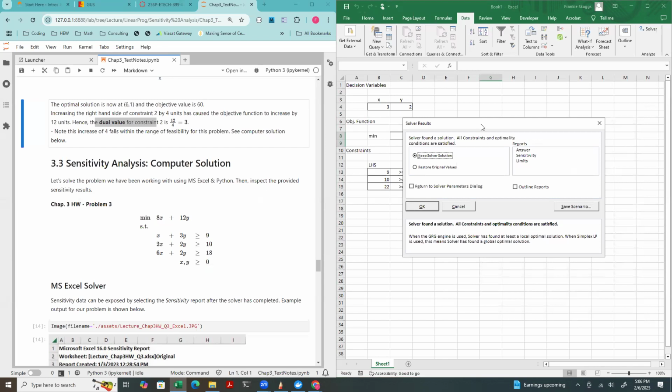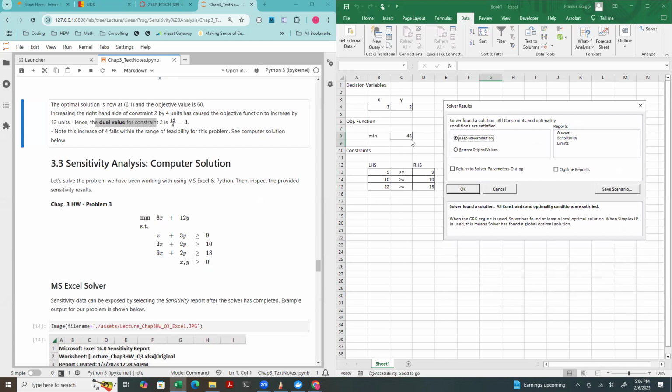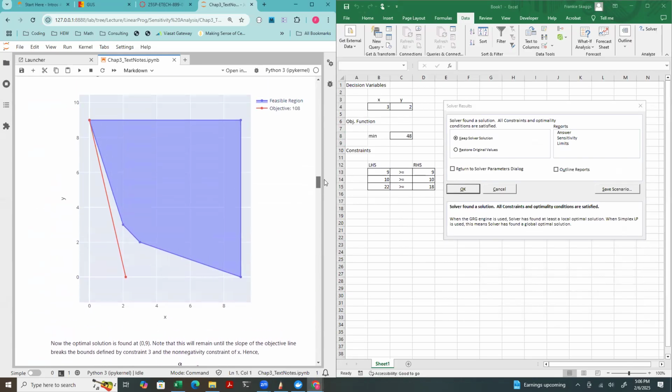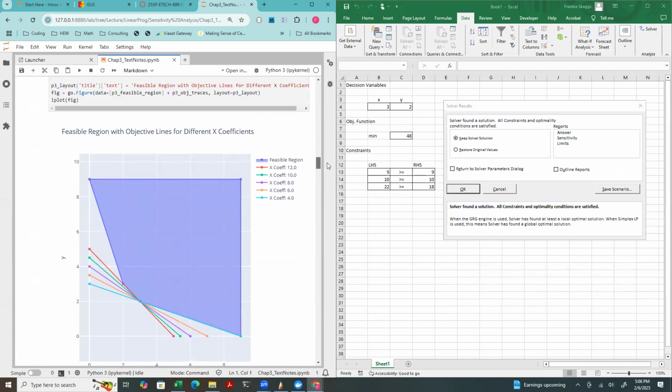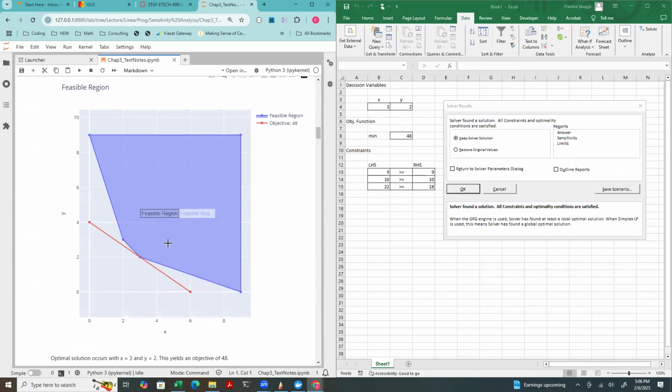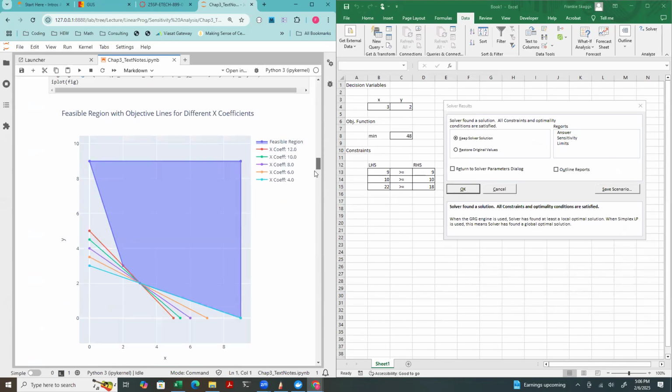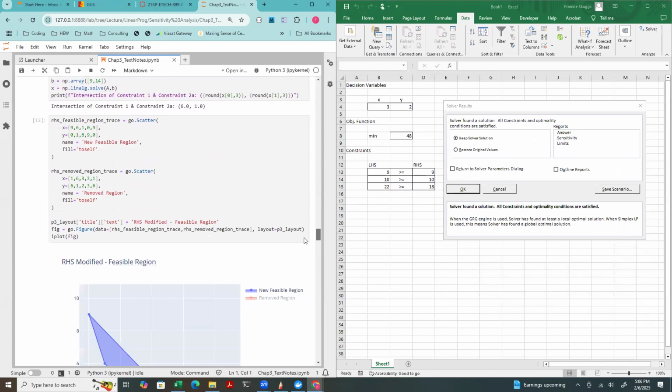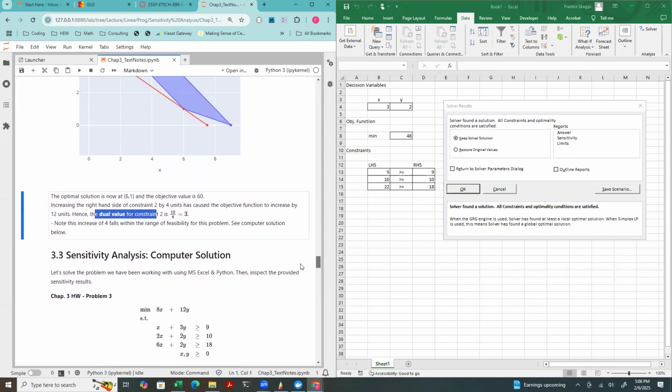All right, 3, 2, and 48, right? That should all sound very familiar. That being the original solution we hit right here, 3, 2, and 48. So, okay, we've been able to validate our initial solution. Okay, now we need to go a little bit farther, right?